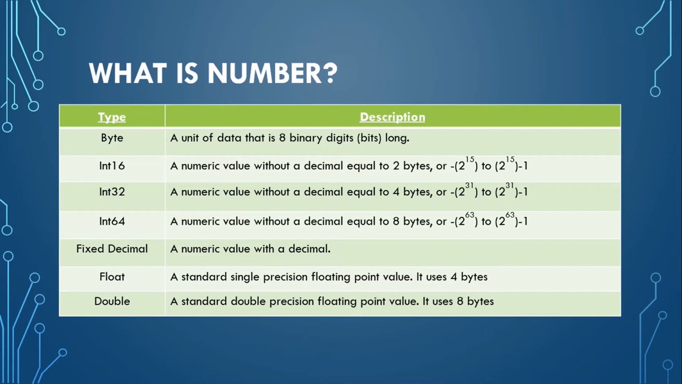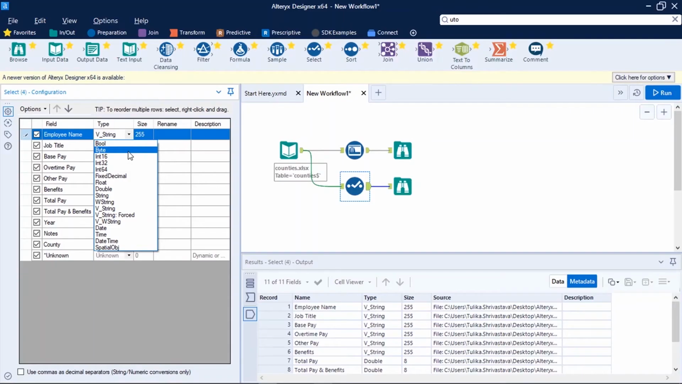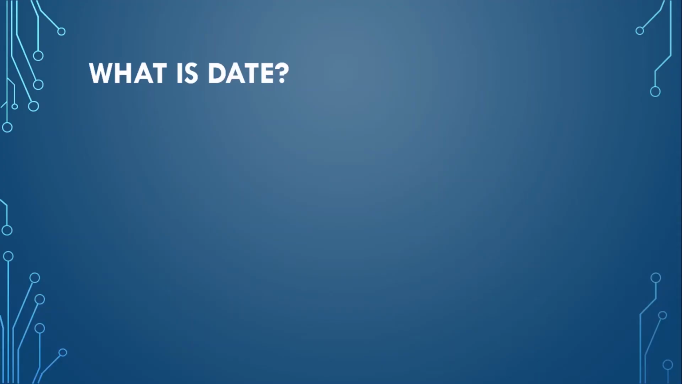Let's see these data types in Alteryx. On top, we can see all the number data types available, that are byte, int 16, int 32, int 64, fixed decimal, float, double.